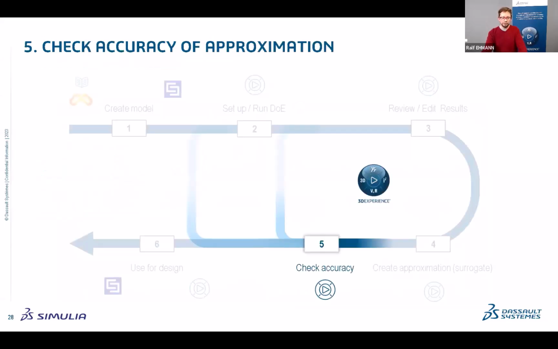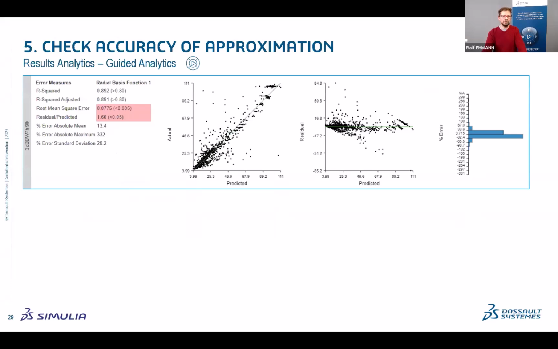After the approximation has been created, we need to check the accuracy. This was done in the Results Analytics app, specifically the guided analytics part. Previous results I've shown were also in Results Analytics, but the Visual Analytics section of it. So here we're just looking at the E-plane beam width, and there are various measures to see how accurate your approximation is. The R-squared, adjusted, root mean square error, it shows residuals, and so forth.